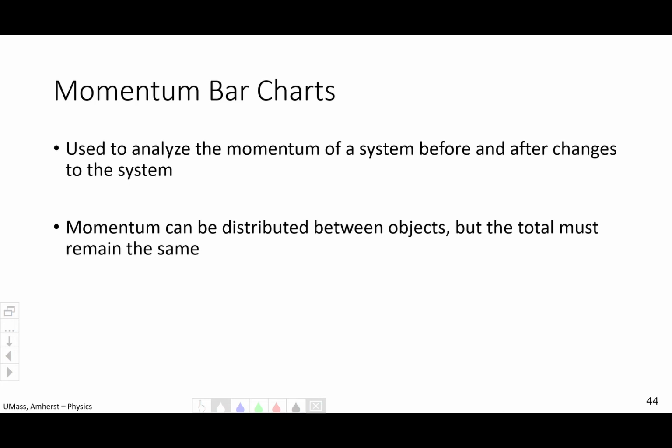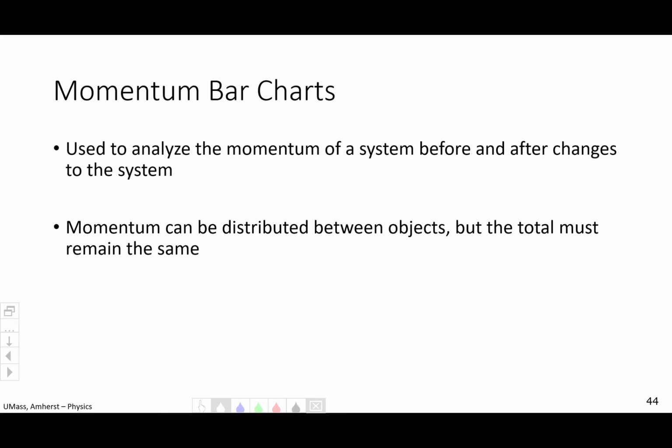Let's say I have two objects moving at a certain speed and they crash together. More often than not, they're not going to be going the same speed after they collide, and we can use momentum to figure that out. And a momentum bar chart is a way for us to visually figure out how to distribute the momentum of a system.